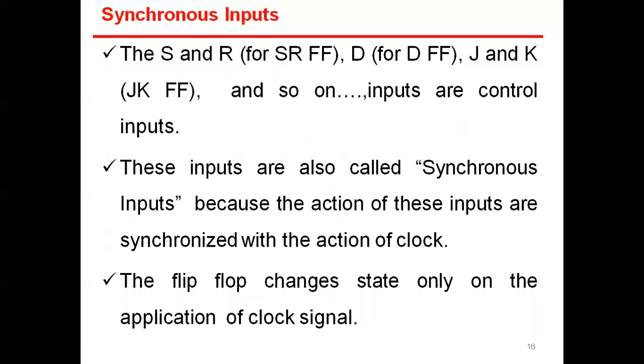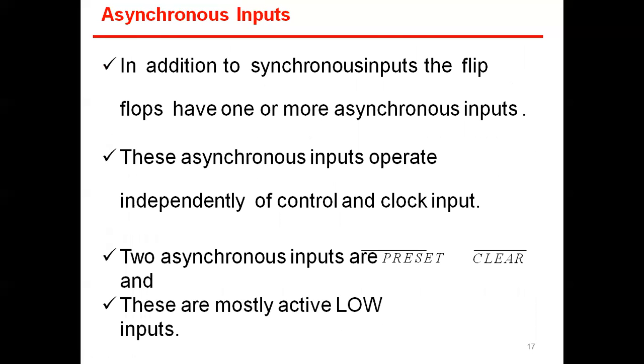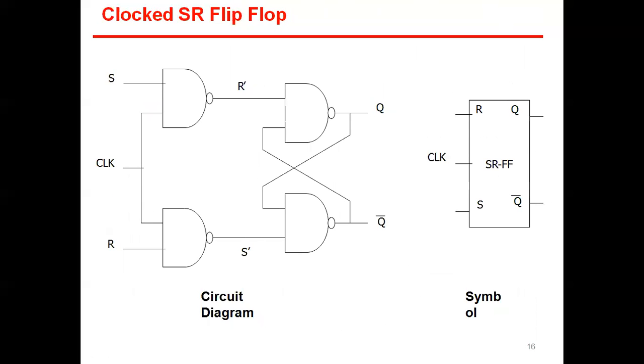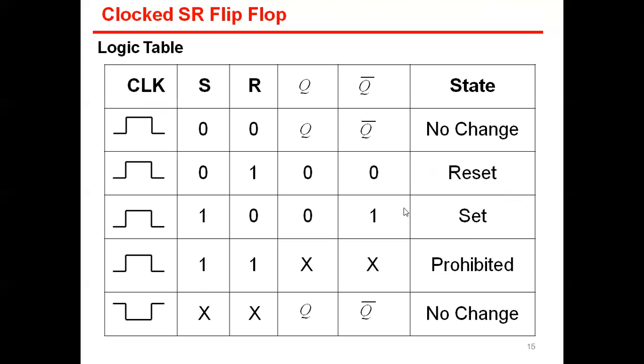Now, synchronous. It is simple. What is it? We can say the SR flip flop. It is the simple truth table of SR. While 4 gates are used, this is the truth table. S 0, R 0, no change. 0 1, we are going to reset. 1 0, set. Both 1 1 is prohibited. And when the clock is off, no change. Thank you.